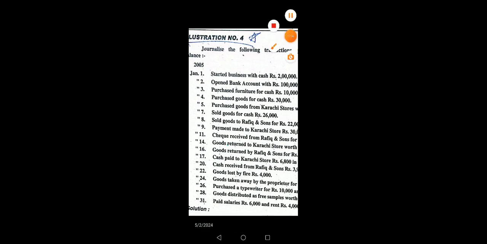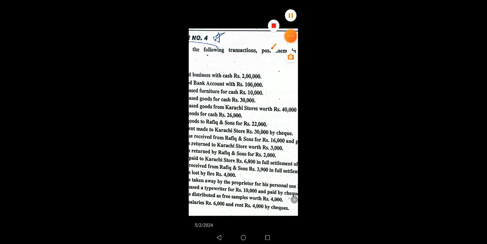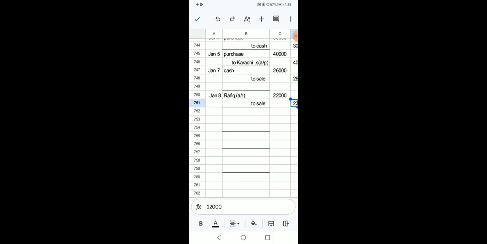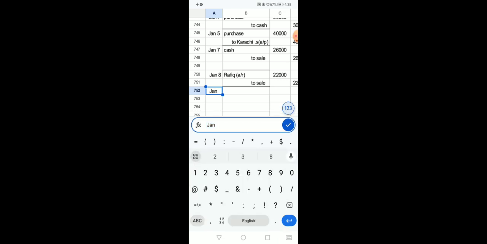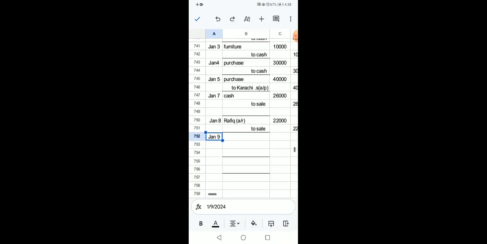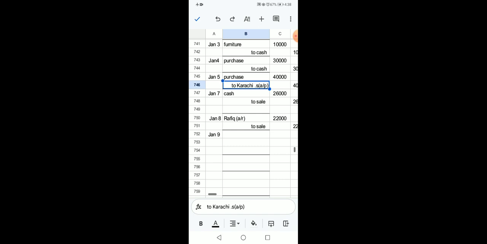Now see what January 9 is saying. Payment made to Karachi store by check. So you have paid to Karachi store by check January 9th. First we will put date January 9th. Let's see where Karachi was. You have purchased goods from Karachi for worth rupees 40,000. Now it was your account payable. You were liable to pay the amount and here you are paying the amount.